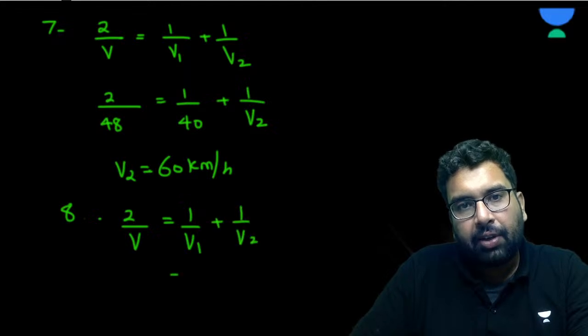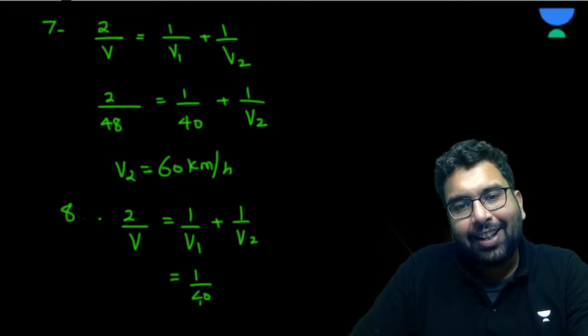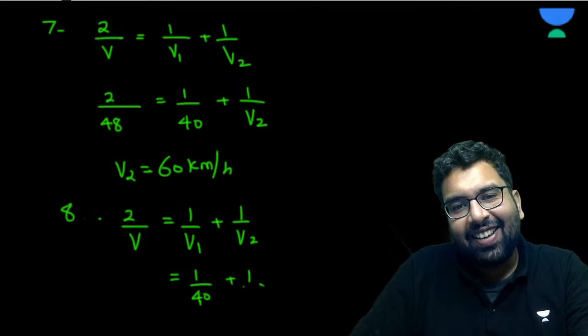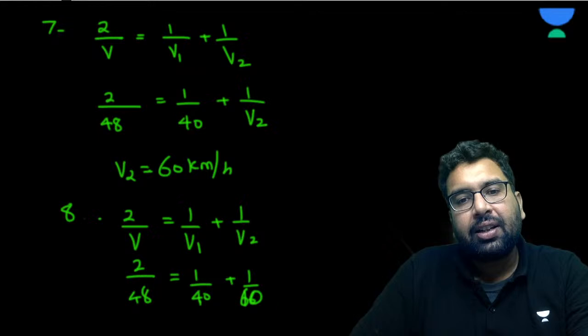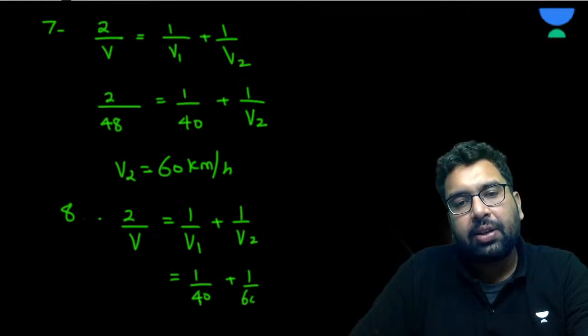So see, they have given this as 40. They have given this as 60. Right. So what we'll be getting? We'll be getting 48 only. Now we just did the same calculation. Okay, this is 60. We just have done the same calculation, isn't it?